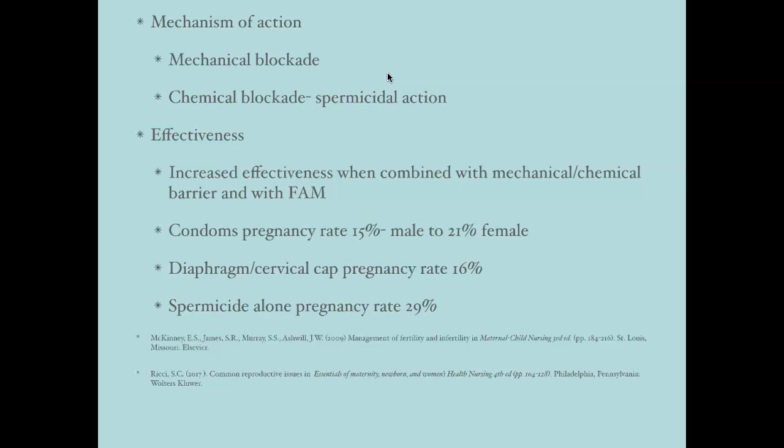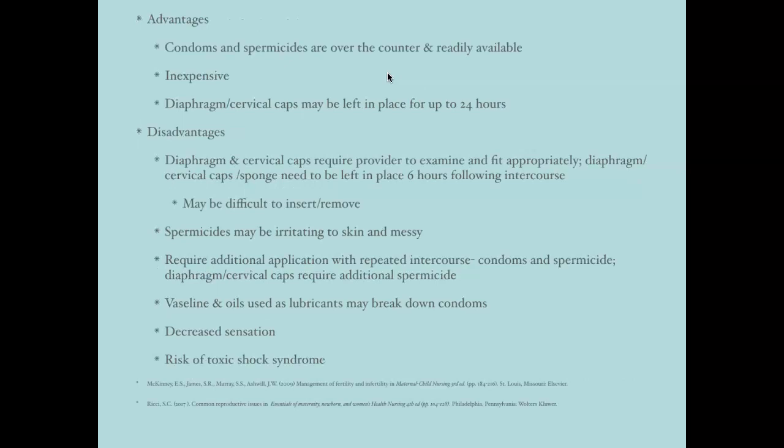Condom pregnancy rates are about 15% in male, 21% with a female condom. Diaphragm and cervical caps, the pregnancy rate is about 16%. These are typical use percentages. Spermicide alone, the pregnancy rate can be as high as 29%. Some advantages: condoms and spermicides are over the counter and readily available. They tend to be inexpensive, some places even free. Diaphragms and cervical caps may be left in place for up to 24 hours, which may be an advantage and a disadvantage.